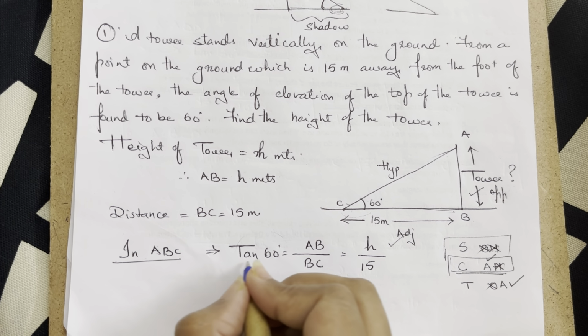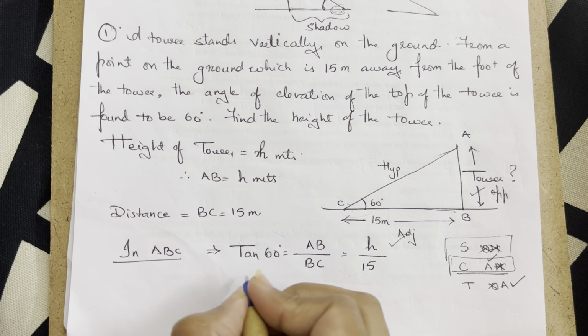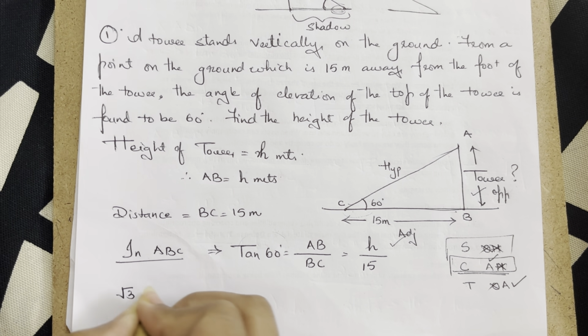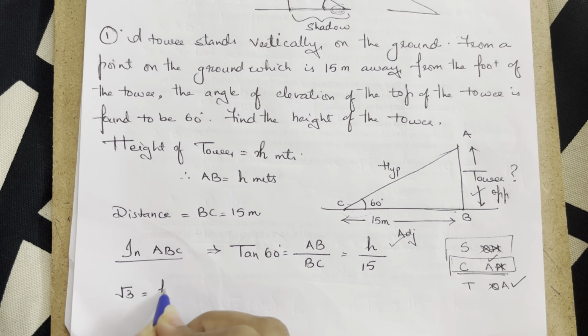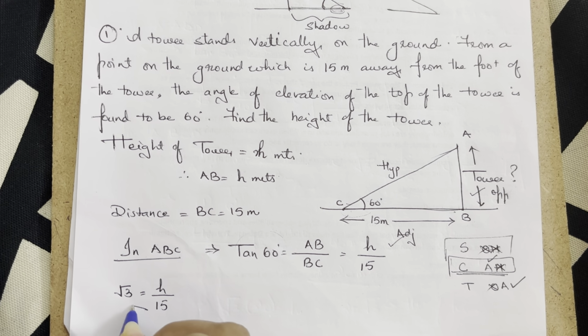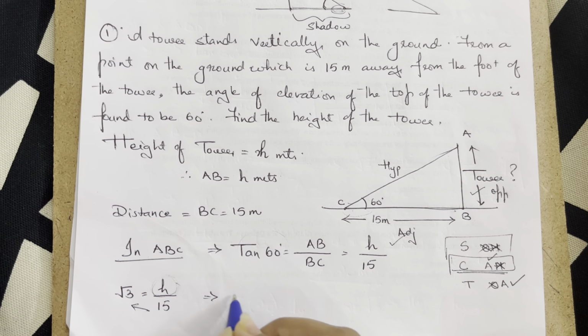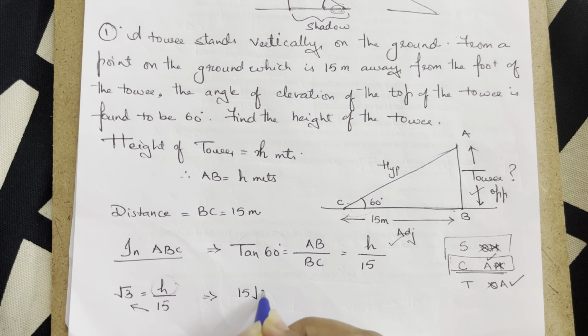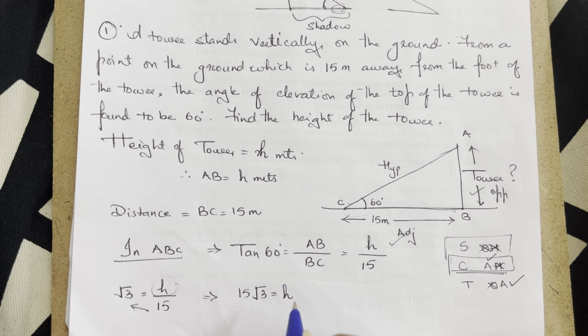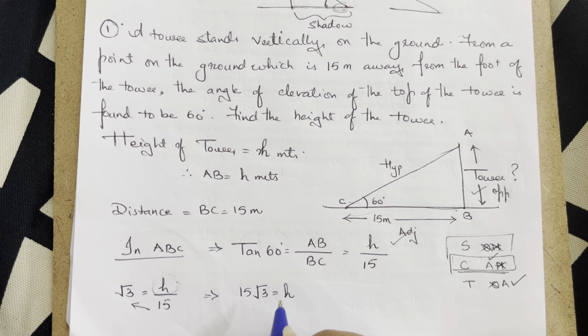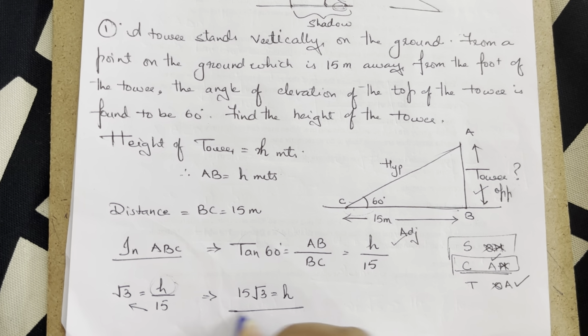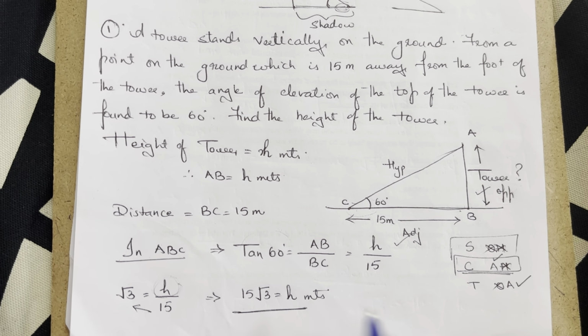I know that tan 60 is root 3. So it goes root 3 is equal to h upon 15. So when I send it towards the other side, because I have to calculate h, it becomes 15 root 3 is equal to h. Okay, you can leave your answer here. That is it. This is what is the thing.